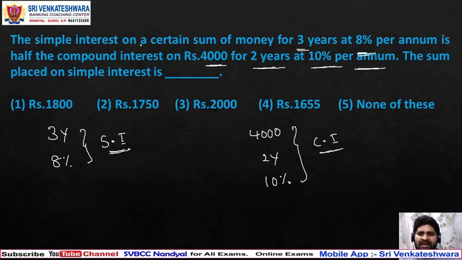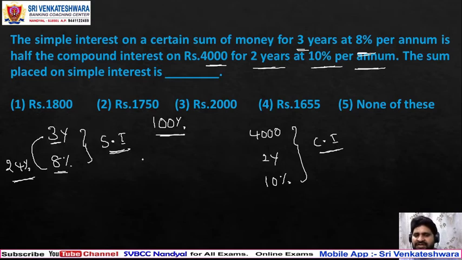Understand the question? The simple interest on a certain sum of money for 3 years at a rate of 8% per annum. That means on a certain sum, I don't know it now, let me take the sum as 100%. That is the unknown factor they're asking to find out. For 3 years at 8% per annum, each year 8%, so 3 years, how much do you get? 24%. So I'll write that 24% here.